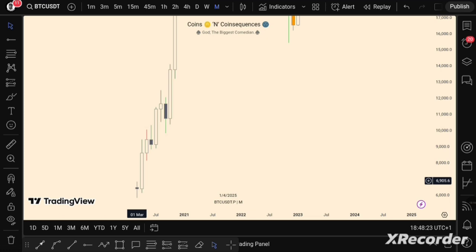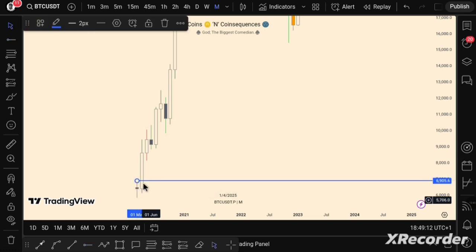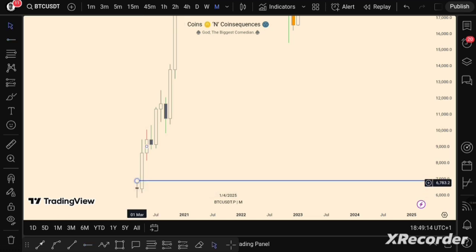Let me identify it. Hold on, please. So this candlestick broke the high of this candlestick. Okay, so this candlestick broke the high of this candlestick. As you can see, this candlestick broke the high of this candlestick. This particular bullish candlestick went above.